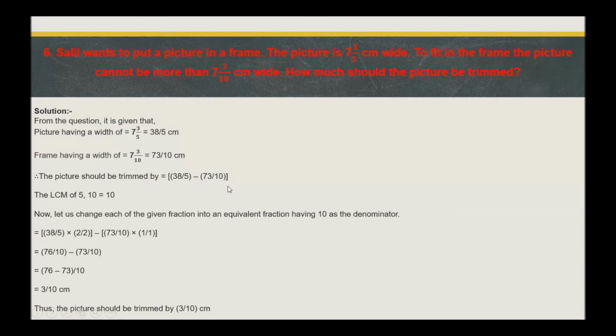Now how much do we have to trim? So we will subtract. First we will find the LCM of 5 and 10, that is 10. We will make it into equivalent fractions, that is 76 upon 10 minus 73 upon 10. So we have to trim 3 upon 10 centimeter. So the picture should be trimmed by 3 upon 10 centimeter.